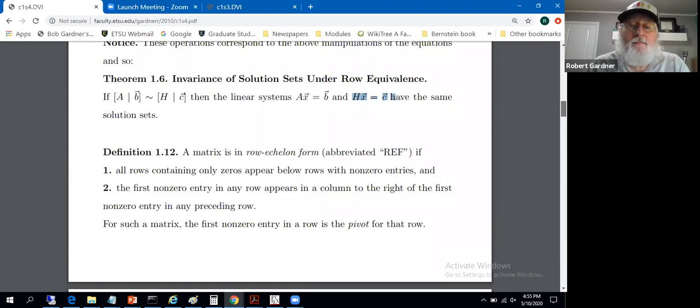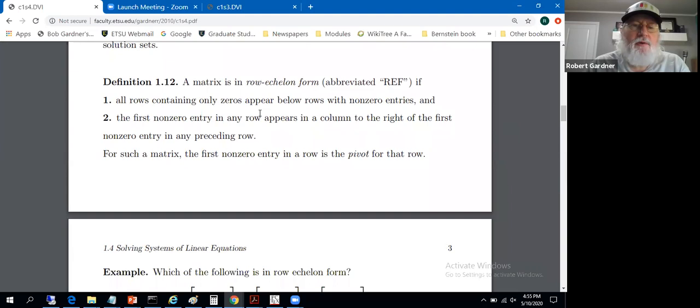Okay, what does nice mean? Well, it looks like we're really shifting gears here. We are in a sense, but we're trying to get to what would be a nice system of equations to solve and what would its augmented matrix look like. So some terminology about matrices.